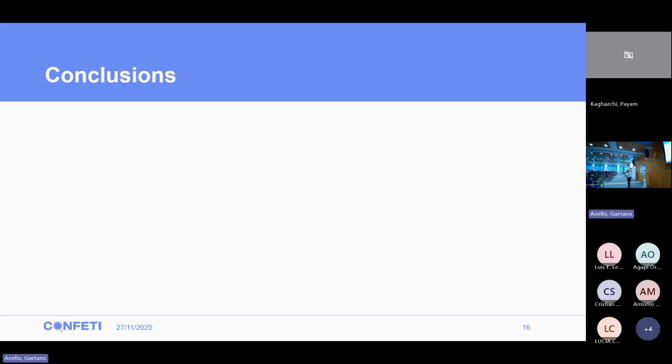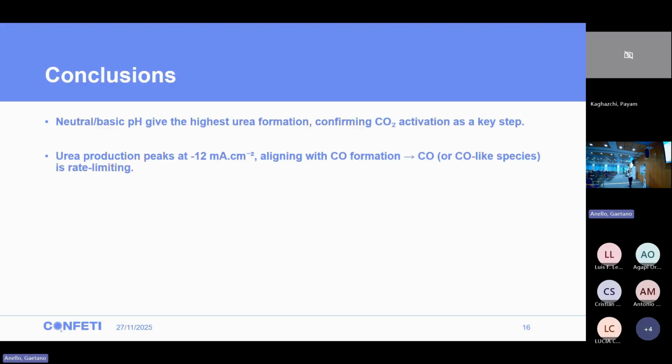So the main conclusions for this part of the presentation were that neutral and basic pH favored urea formation, while acidic ones showed more hydrogen, and that CO activation was the key step in the formation of urea. Also, the peak of urea forms around -12 milliamps, aligning with the CO formation or other CO species, and that CO is the limiting step.